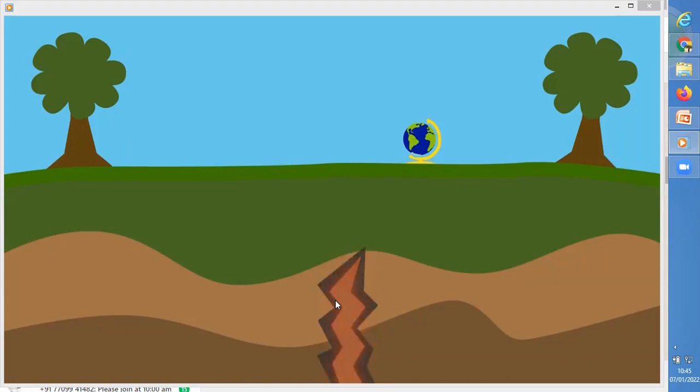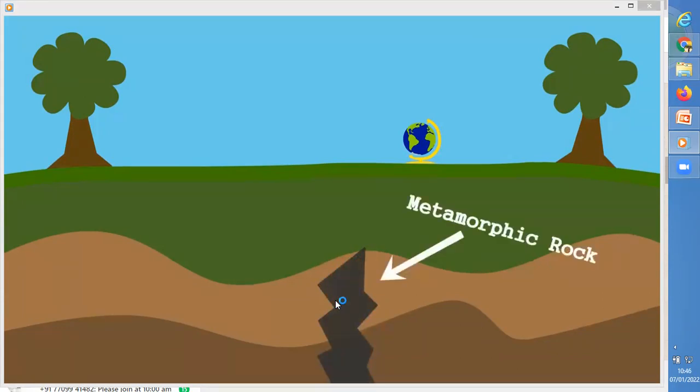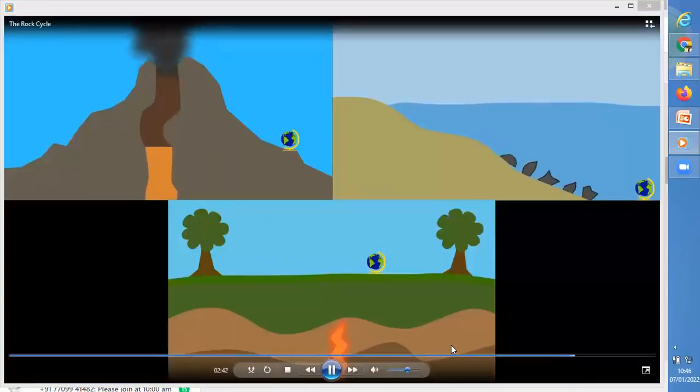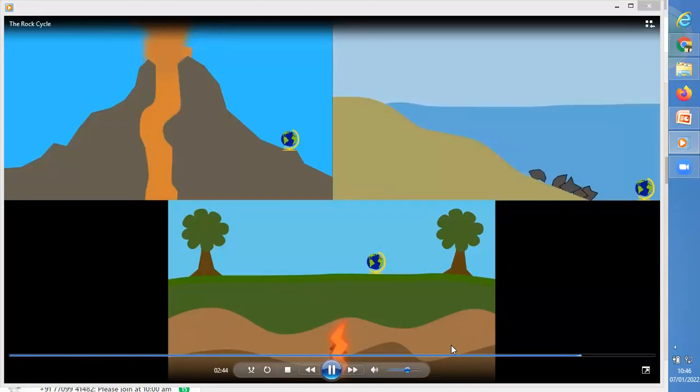Metamorphosis usually occurs at temperatures between 300 and 700 degrees Celsius. These new rocks that form are what we know as metamorphic rock. Igneous and sedimentary rocks can go through metamorphosis if they are buried deep enough under the Earth's surface and if they are exposed to high enough temperatures. Let's get back to my office now. As you can see, rocks form in many ways, and each rock has the potential to become a different kind of rock under the right circumstances.